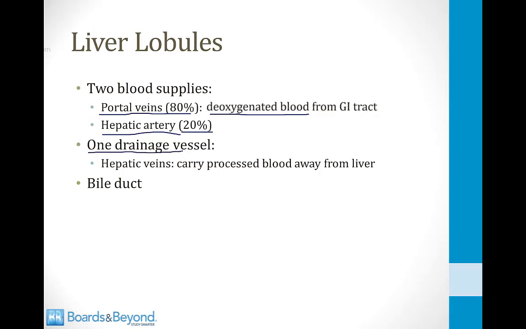There's one drainage vessel for all the blood from the liver, and that is the central vein, which connects to the hepatic veins and can carry processed blood away from the liver. And then finally, there is a bile duct found in each liver lobule.